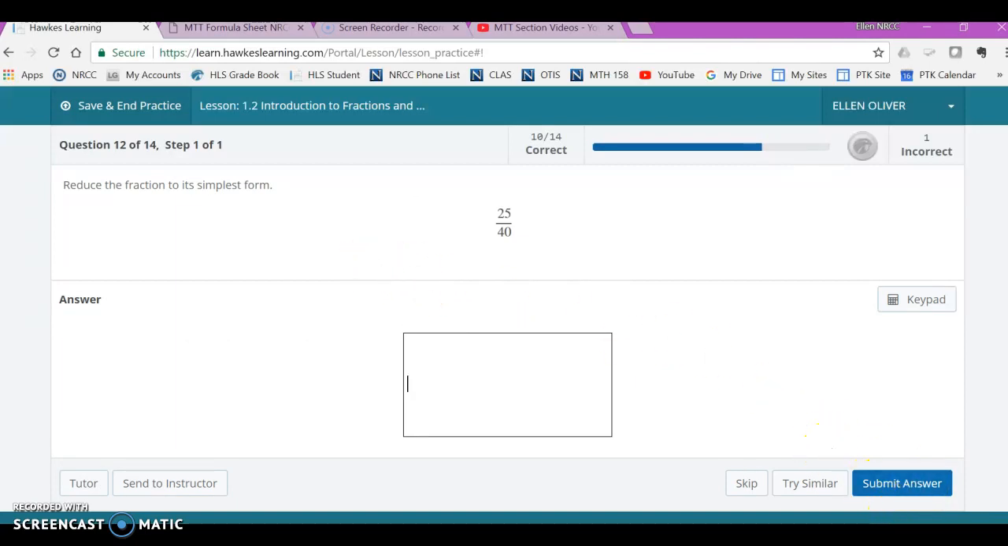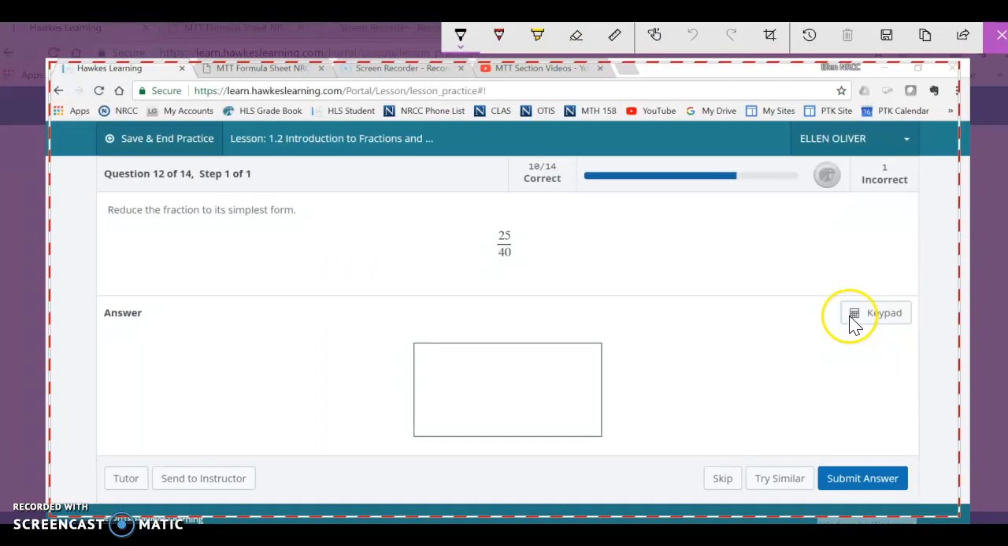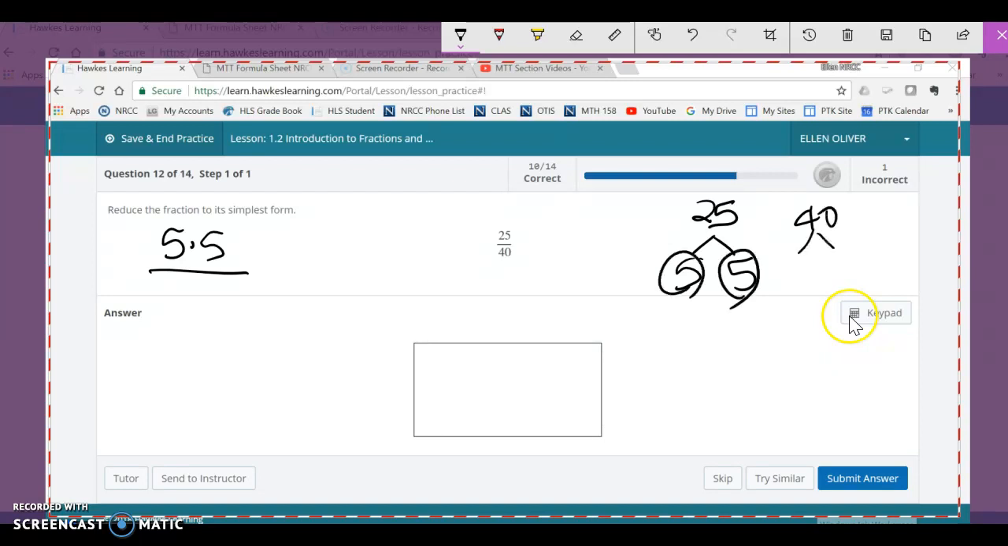Reduce this fraction. Okay, this is another one where you're going to want to factor. So 25, remember, first step is to factor, and the second step is to cancel common factors. And the third step is to multiply anything you have left to get your numerator and denominator. So 25 is 5 times 5. 40, those are both prime, that's where I stopped. 40 is 4 times 10. Neither one of those is prime, so I got to keep going.